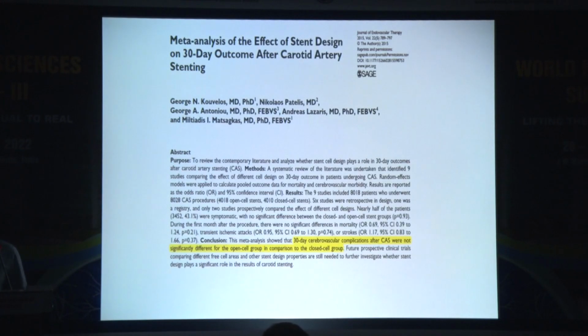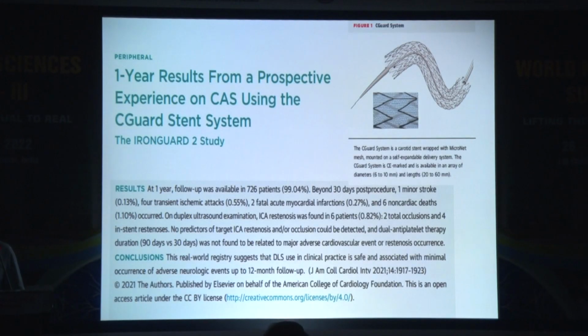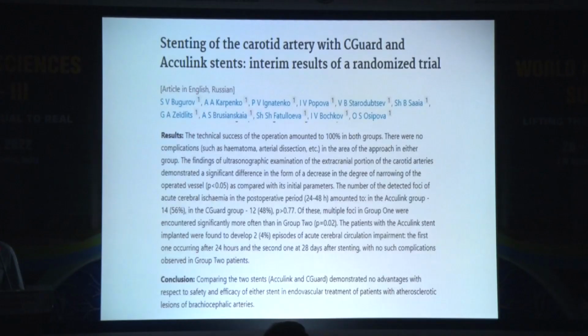So this is again a small meta-analysis which has compared different kinds of stents, different geometry, and they found no difference in cardiovascular complications or stroke with either of the stents. So nowadays we are coming up with the mesh stents, which include the CGuard, the Gore carotid stent, and the Roadsaver stent. I think the CGuard is available in our country, and we are frequently using it if we don't have to use a filter. This is a CGuard study, and they have shown good effectiveness in carotid artery stenting patients.